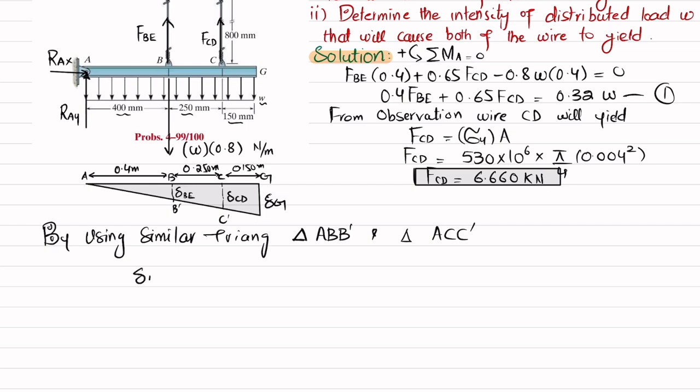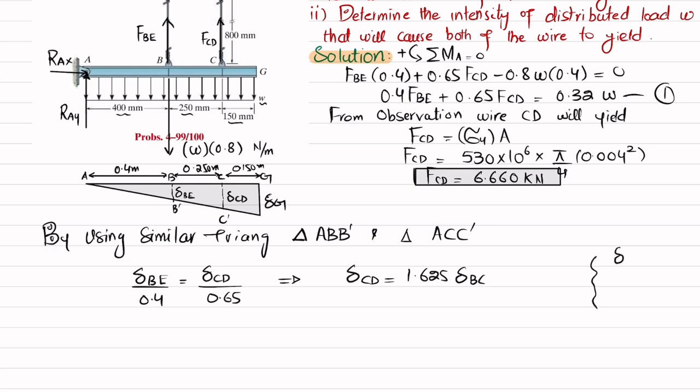So if we take delta BE divided by 0.4, I take this side and divide by this. The ratio of these two sides will give you delta BE divided by 0.4. And it will be equal to, if you take this right angle triangle, delta CD divided by 0.65. So from here, we will get delta CD equal to 1.625 times delta BE.